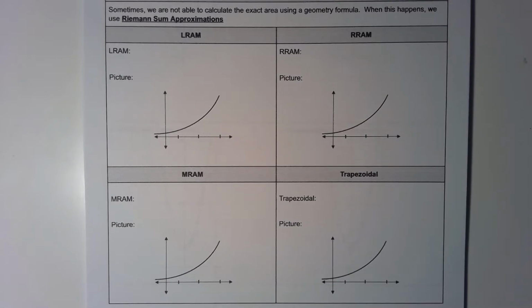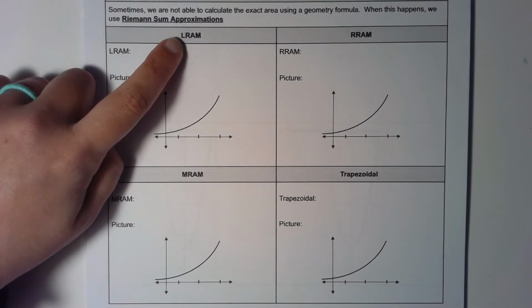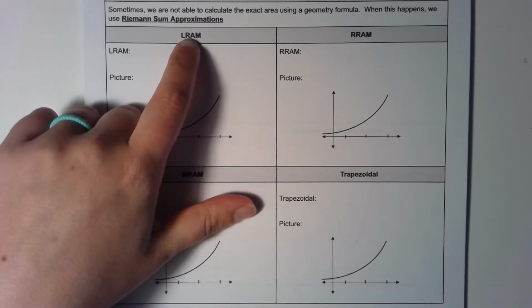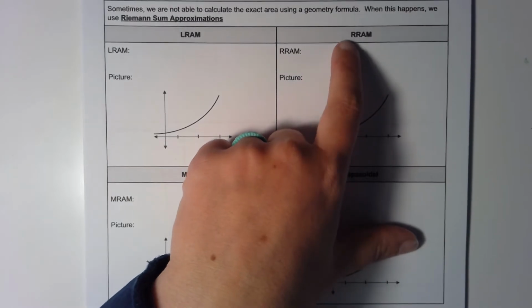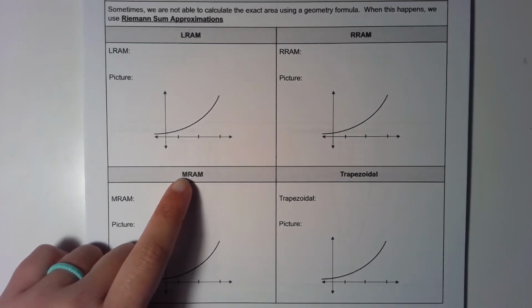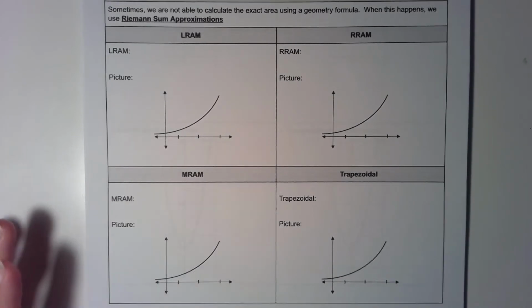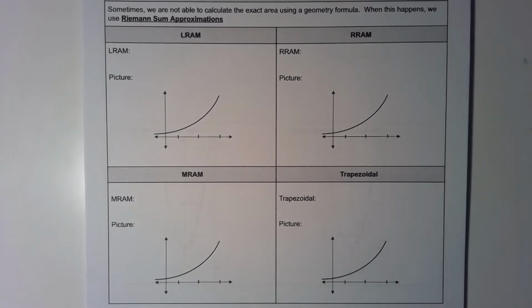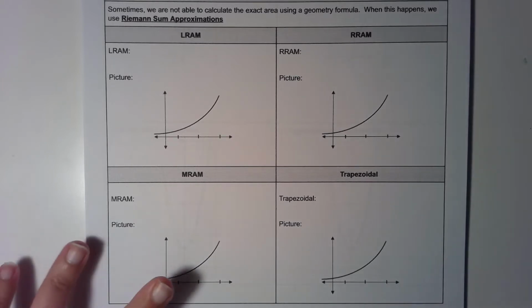The reason they're called Riemann sums is because the person who came up with this method had the last name Riemann. These Riemann sum approximations come in 4 varieties. There's what's called LRAM, which is a left Riemann sum approximation method. There's RRAM, which is a right Riemann sum approximation method. There's MRAM, which is the midpoint Riemann approximation method. And then there's what's called trapezoidal, which is not a Riemann sum, but is another approximation method. So let's start with our left Riemann sum.